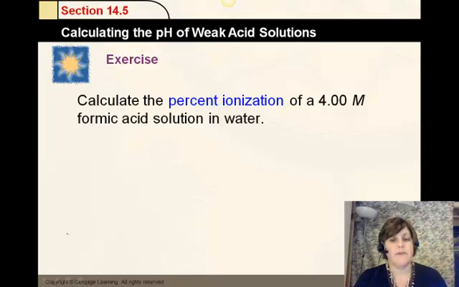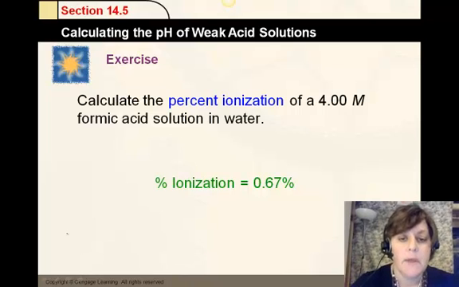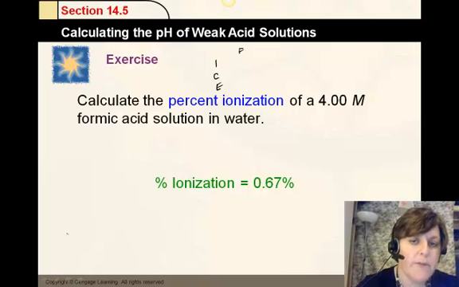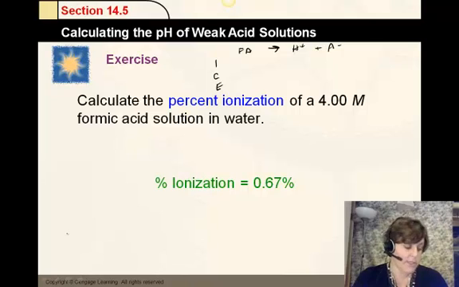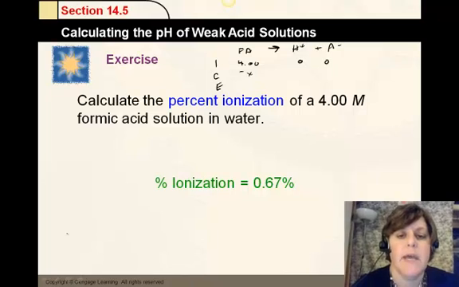Calculate the percent ionization of a 4 molar formic acid solution in water. How do we do that? Well, we're going to set up another ICE chart again, and here's the answer, but let's figure out how to do it. So we have our equilibrium from before. I'm not going to write it out again. I'll just call it formic acid yields hydrogen ions and some negative A ion. Initially we have 4 molar. We don't have any products. Minus X, plus X, X, 4 minus X.